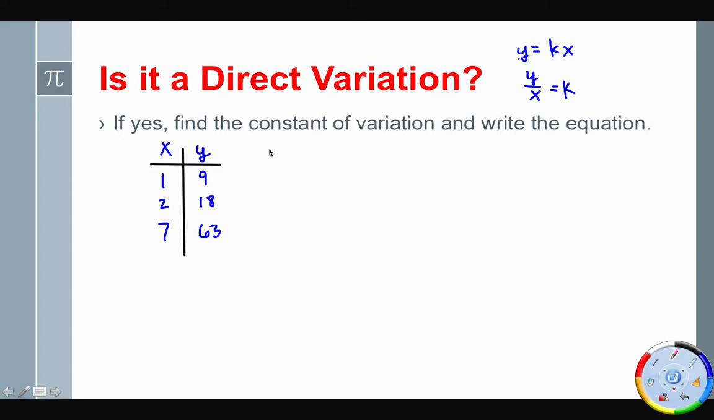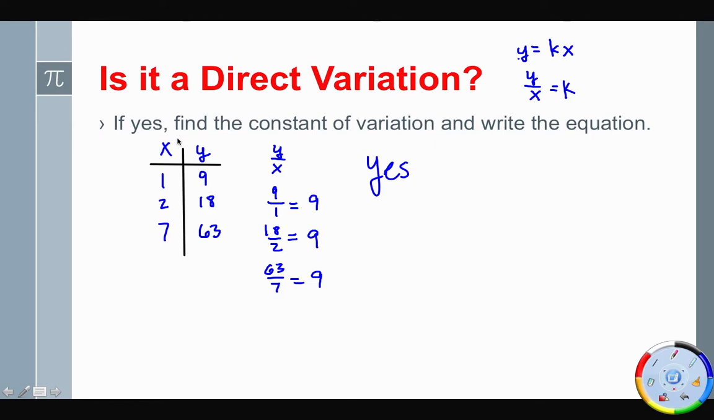So I can do all of these things. I need to do y divided by x for all three of these coordinates. So if I did 9 divided by 1, that's equal to 9. If I did 18 divided by 2, that's equal to 9. And if I did 63 divided by 7, that's equal to 9. So the answer for this one would be yes. This is a direct variation because all of those ratios are exactly the same value.